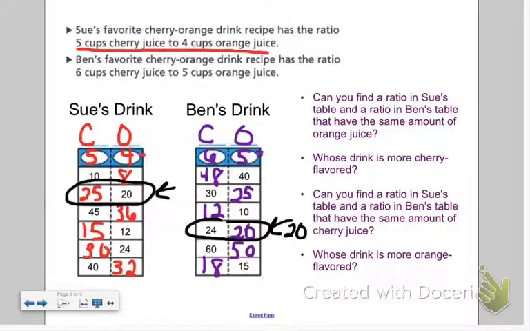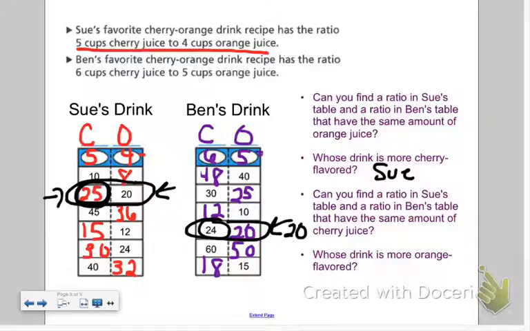So whose drink is more cherry flavored? In this case, it looks like Sue's drink is more cherry flavored because she is using 25 cups of cherry, whereas Ben is using 24 cups. So Sue's drink is a little more cherry flavored.